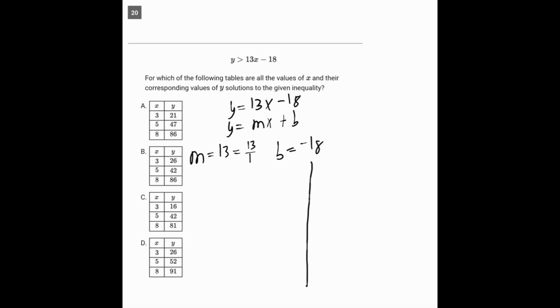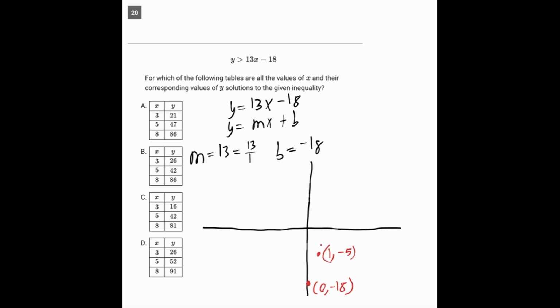So let's create a little graph here. This is definitely not going to be to scale because the numbers will be really strange. But it's going to be hitting at negative 18 on the y-axis because that's our y-intercept. So this point right here, this is 0, negative 18. And from there, we can continue to go up 13 over 1. So for the first stop, up 13 and over 1, let's say that this is 1, comma, negative 5.